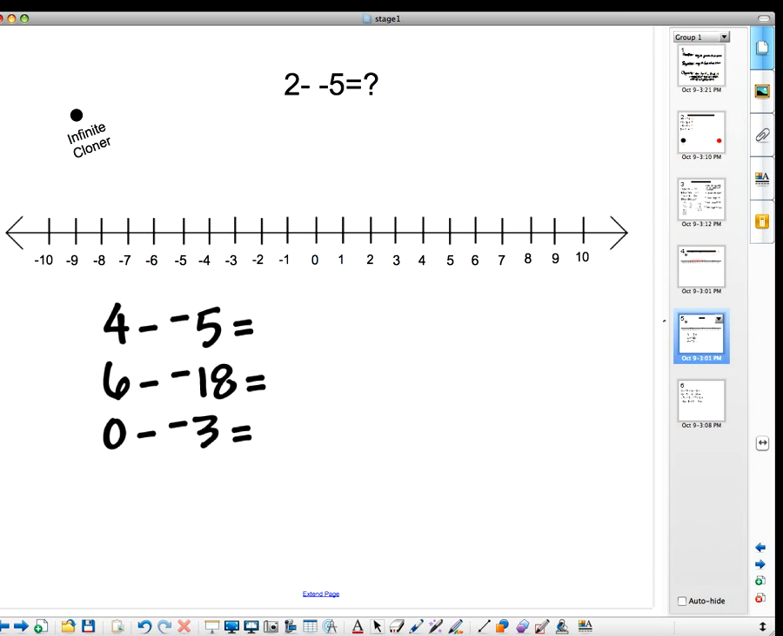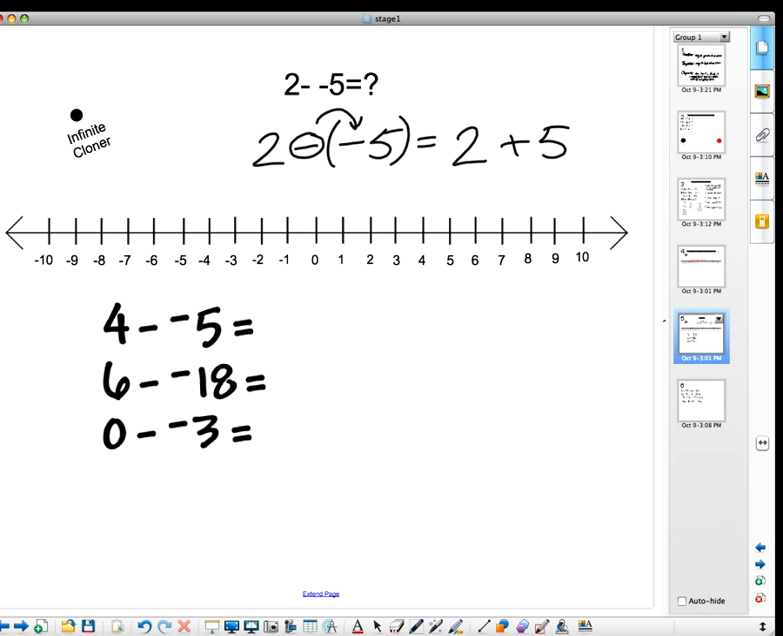Now what happens if we're minusing a negative? What happens if we subtract a negative number? Well, the important thing to remember is that in terms of the negative number, we're talking about the opposite of the number, right? So if I have 2 minus negative 5, and I think about it in terms of 2 and the opposite of negative 5. The opposite of negative 5 is actually positive 5, so I get 2 plus 5.